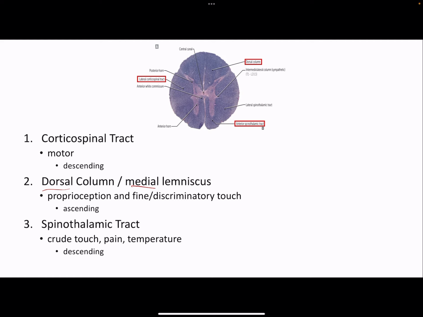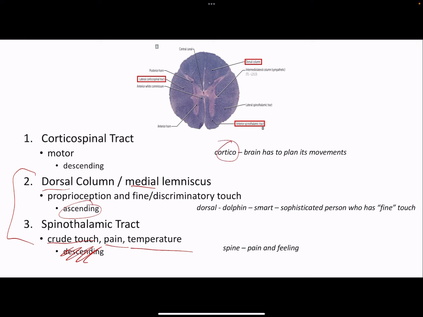You can really fine-tune and precisely tell one little bump from the other. And this is going to be ascending because it's sensory. This is also ascending. I don't know why it says descending, because these two are sensory. This one's going to be a little bit more primitive though. Crude touch, pain, temperature. How do we remember these?